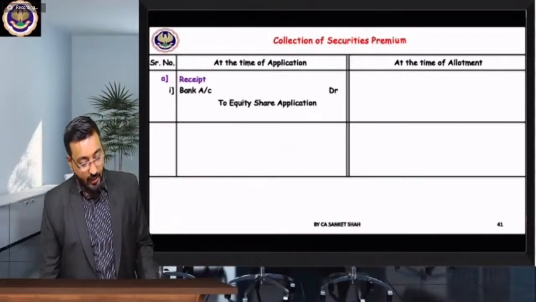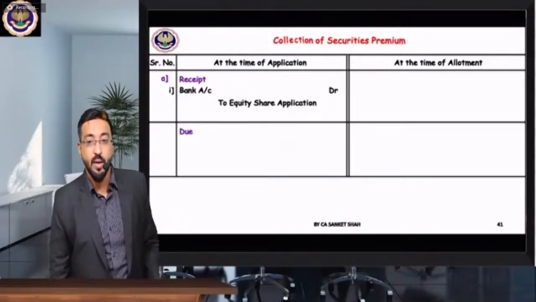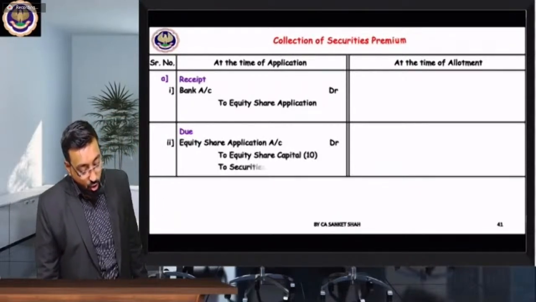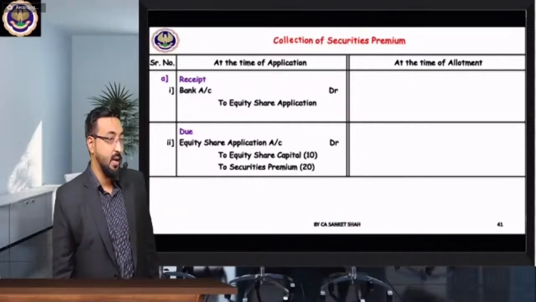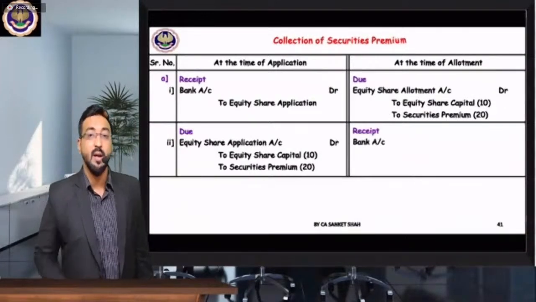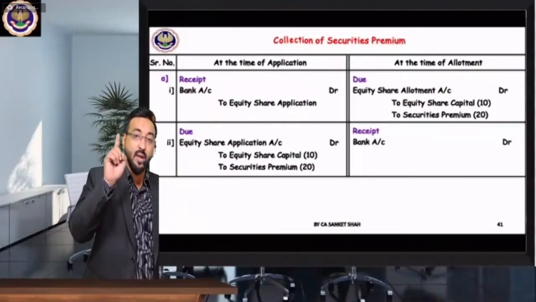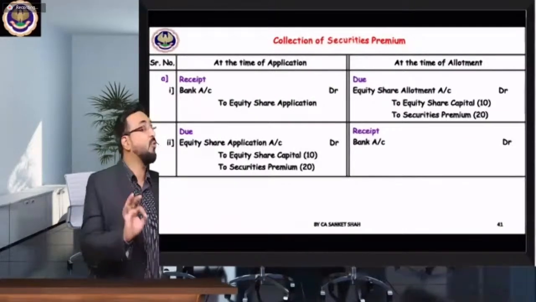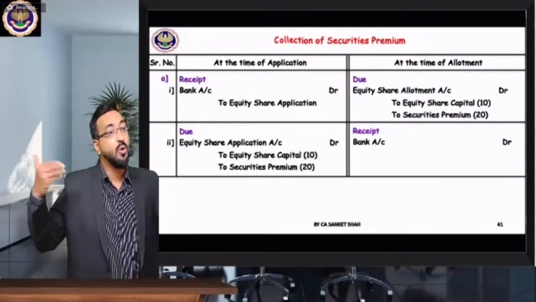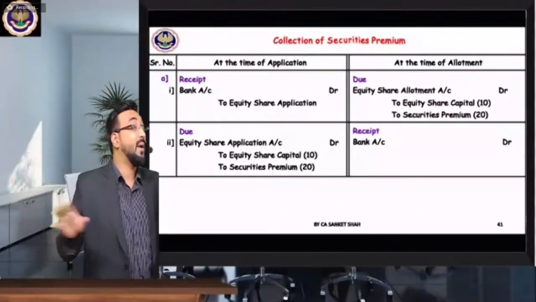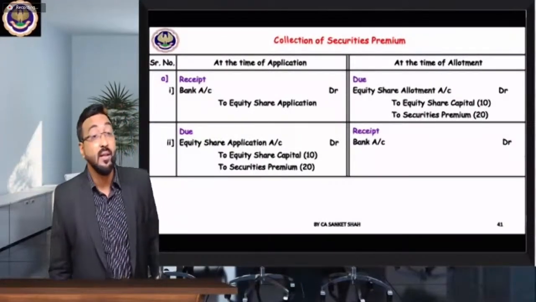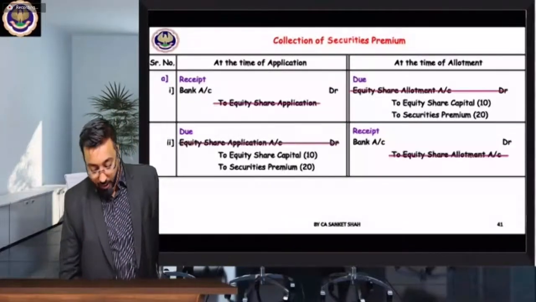If you collect it at the time of application, bank account debit to equity share application, and the due entry will be equity share application to equity share capital to security premium 20. Or you may record it at the time of allotment. If allotment, beta, equity share allotment 30 to equity share capital. Either you record it in application or in allotment. But beta, if nothing is given, you have to record it in the allotment.